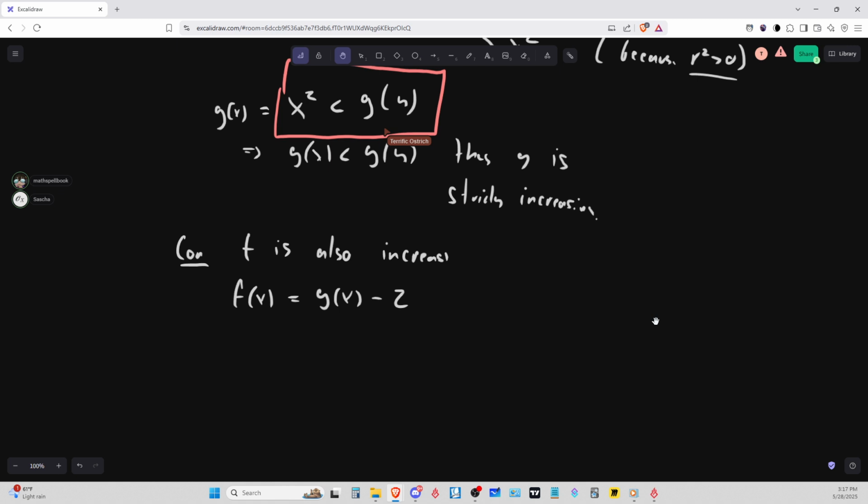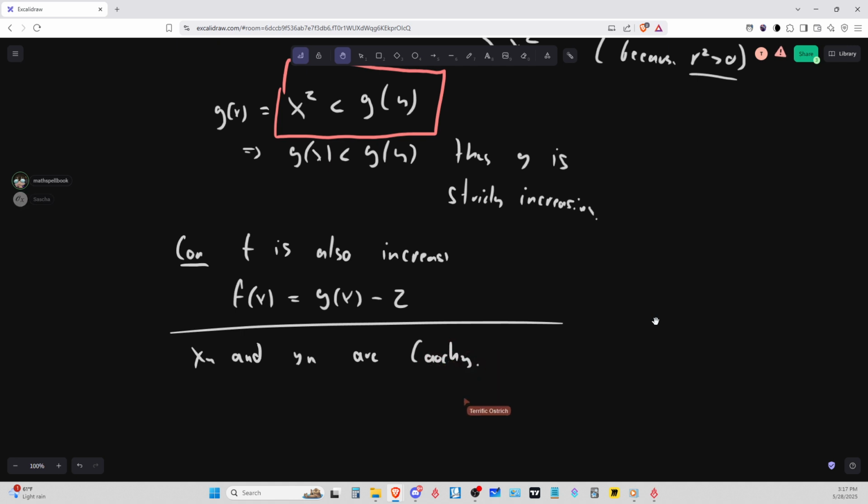Okay, now that's the important part. I want to show that now that xn and yn are Cauchy. For doing that, first of all I will find a bound. So the bound I'm gonna use is the following.